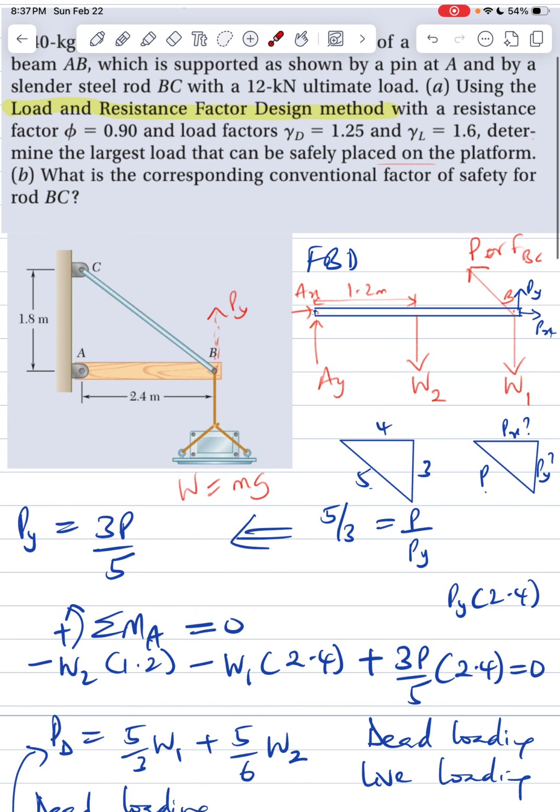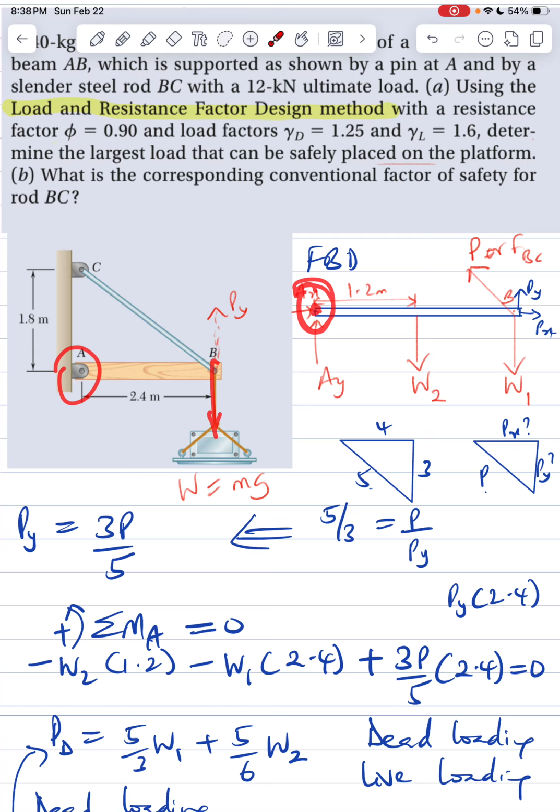Okay, now in solving problems like this, for us to get a value instead of just letters, we take moments about the point where we typically have the highest number of unknown forces. Yeah, we have two. We don't know any of these forces.